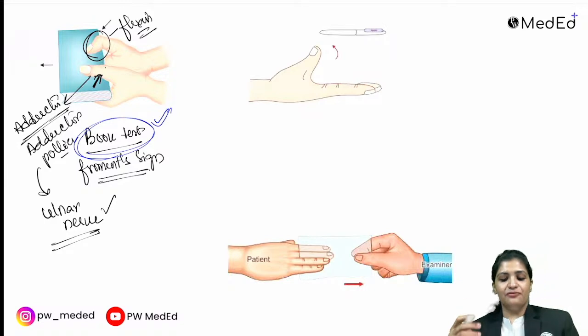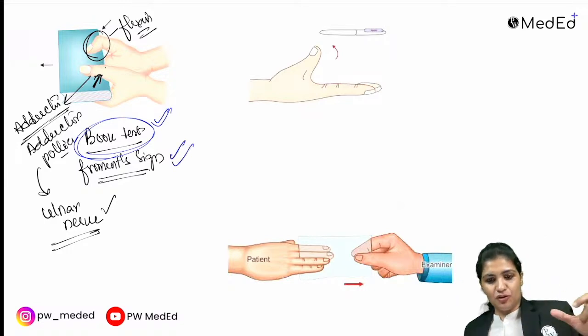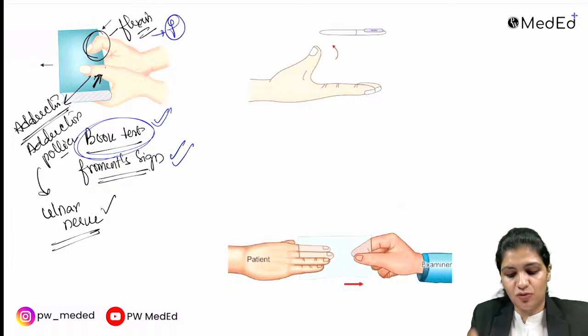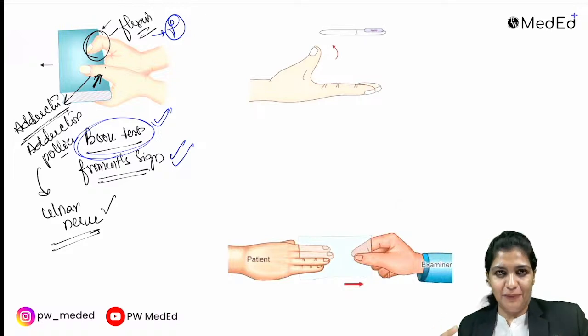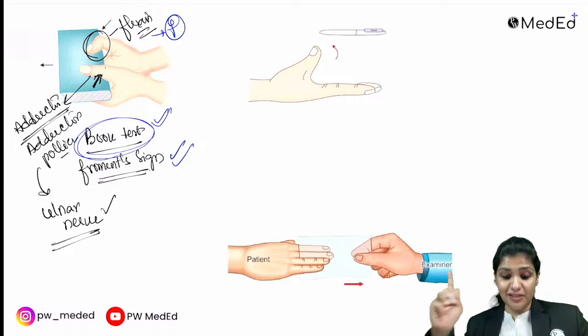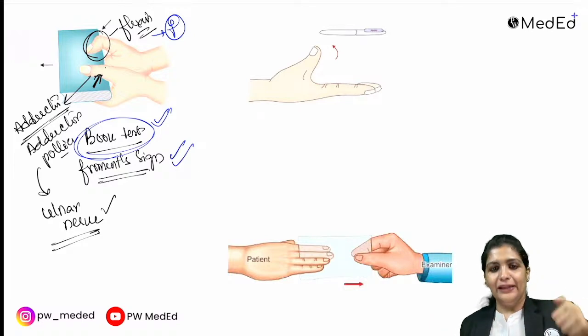Here you can see the flexion of the thumb at the IP joint, and this is called Froment's sign. So F for flexion, Froment's sign. It is seen in ulnar nerve palsy, because you have to remember that the adductor pollicis is supplied by the ulnar nerve. Now the patient is using the median nerve for holding the book.